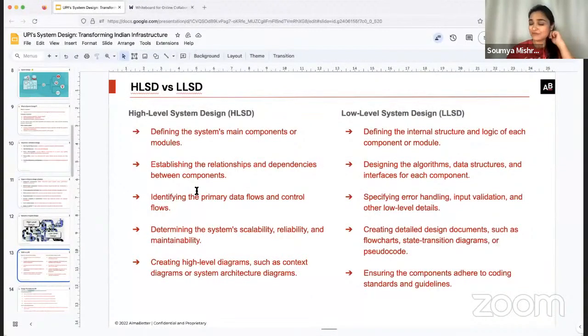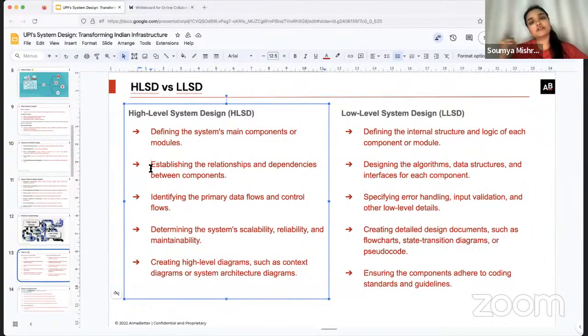I'm not going by the definition of whatever is written over here. This PPT will be shared with you. Do not copy whatever is written over here. You can read it on your own, but I just want to tell you the concept. So high level system design is defining the system's main components or modules. Low level is designing the internal structure. In high level system design, you identify the relationships and dependencies: what the different components are and how they are going to depend on each other.